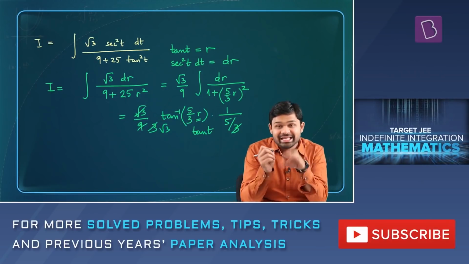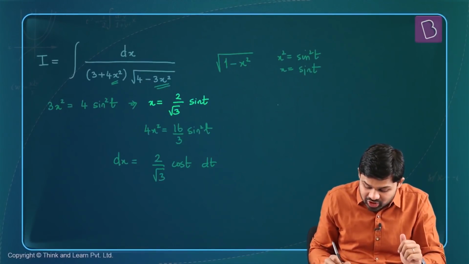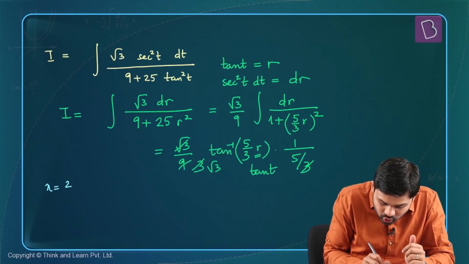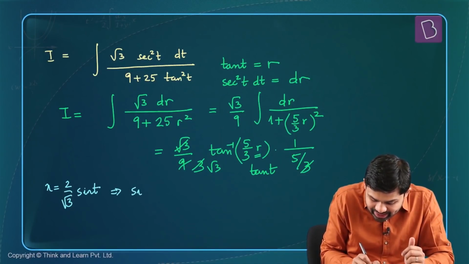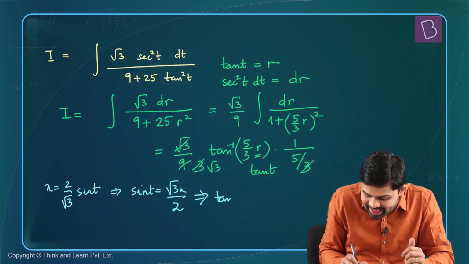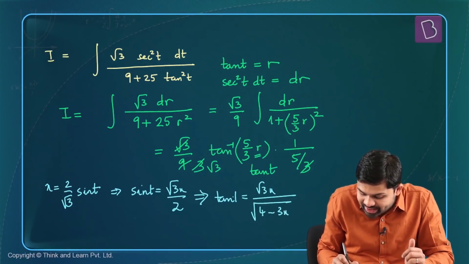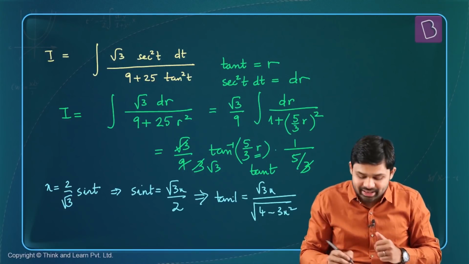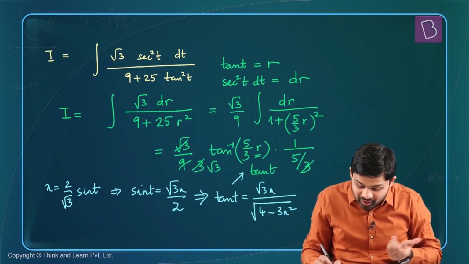But remember, t was not a primary variable. Our primary variable was x. And x was the substitution we made, which was x is equal to 2 by root 3 sine t. So x is equal to 2 by root 3 sine t was the substitution we made, which implies sine t was nothing but root 3x divided by 2, which will imply tan t equal to root 3x divided by under root of 4 minus 3x square. So now I will substitute that value in this integral for tan t and get the value in terms of x.